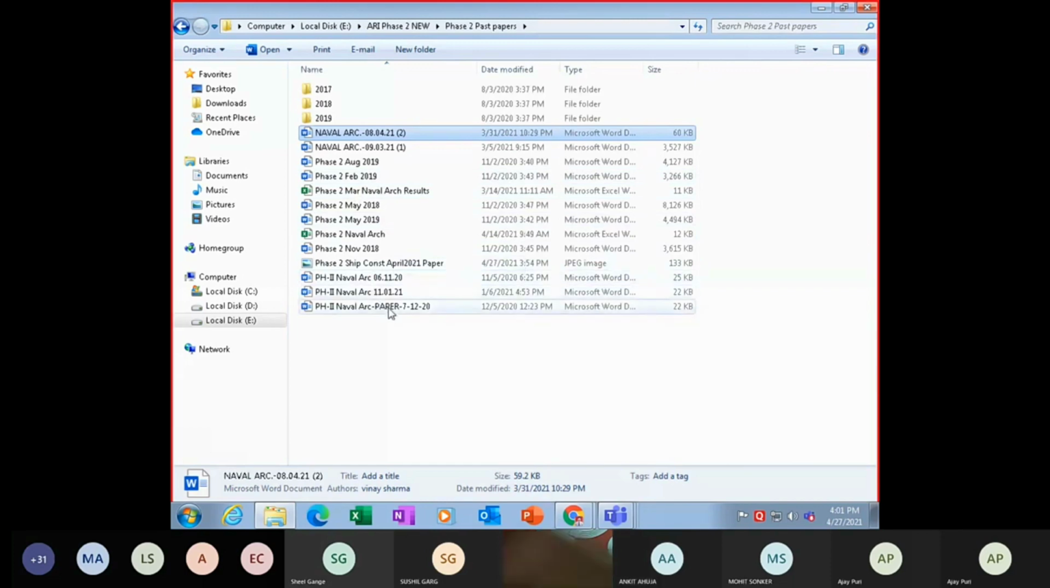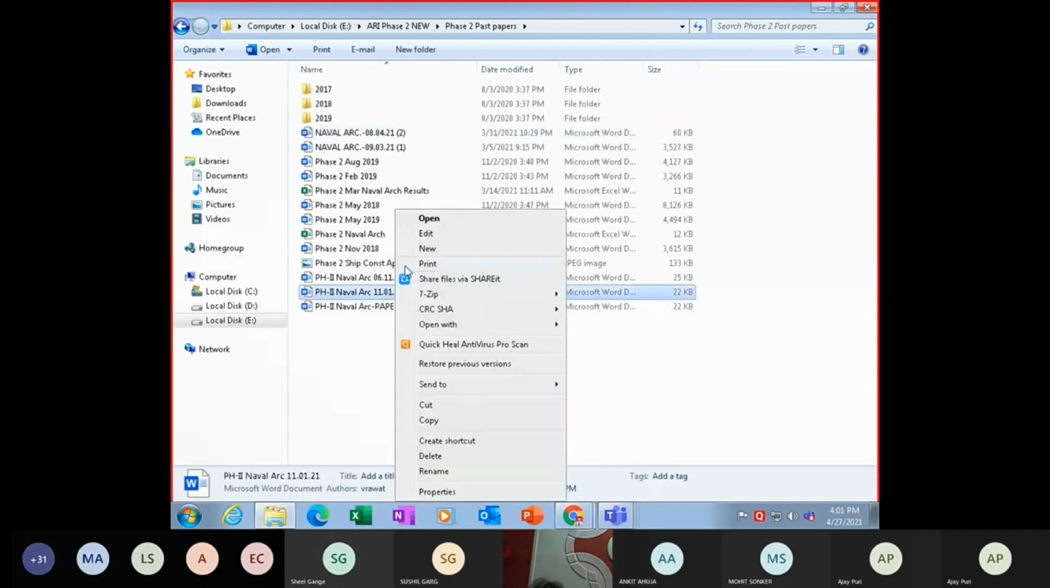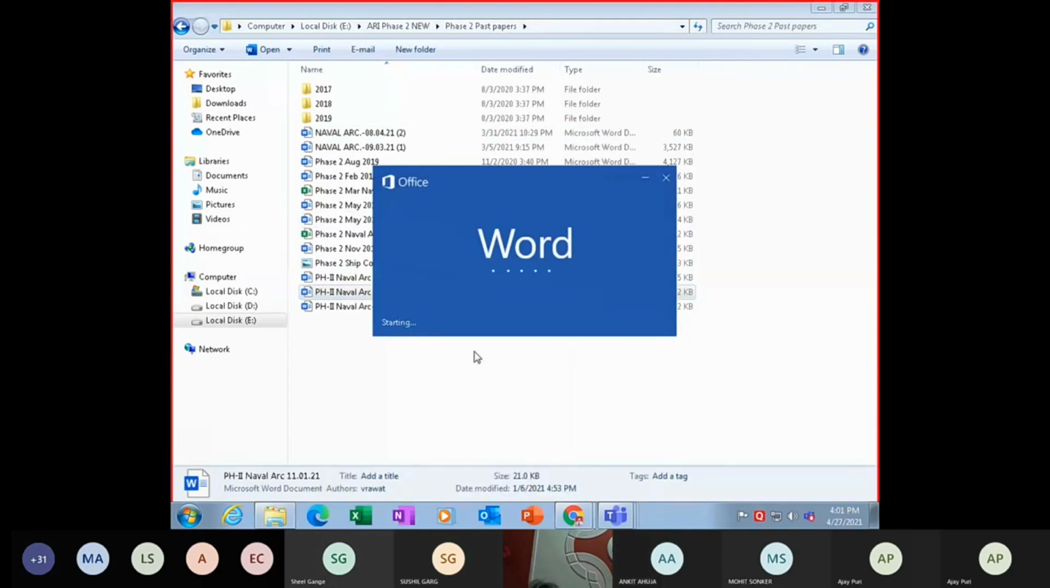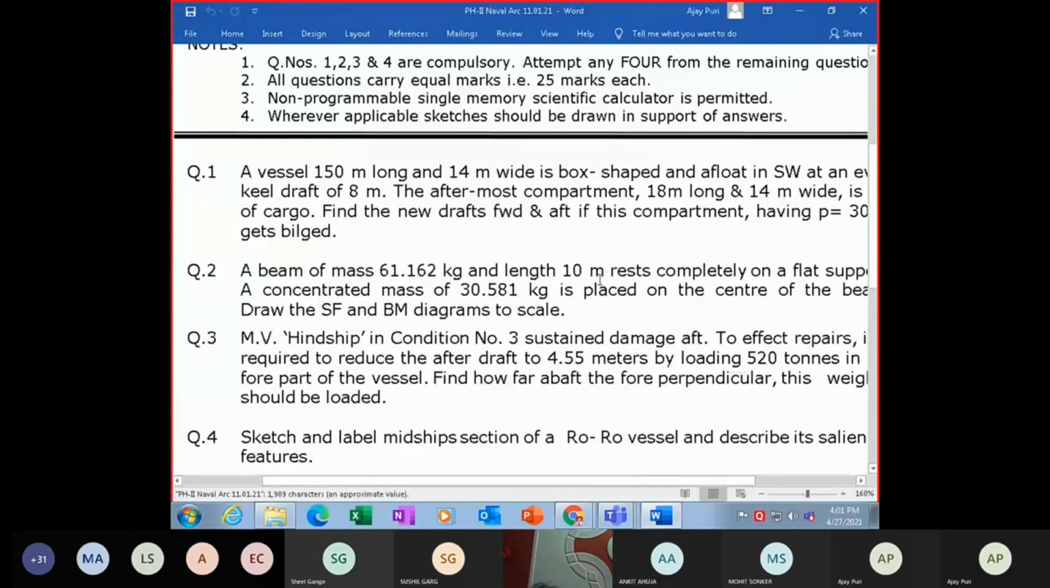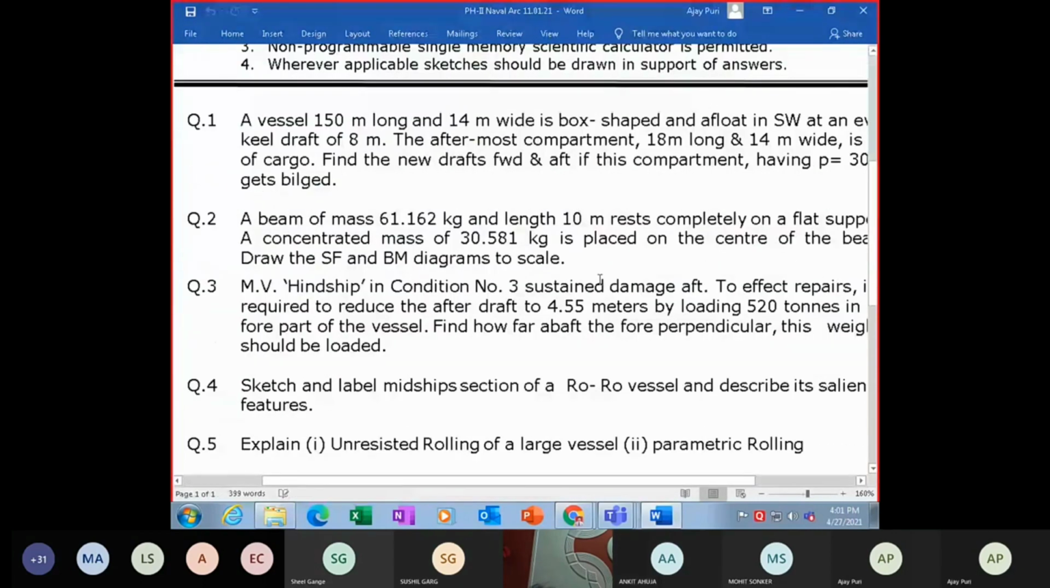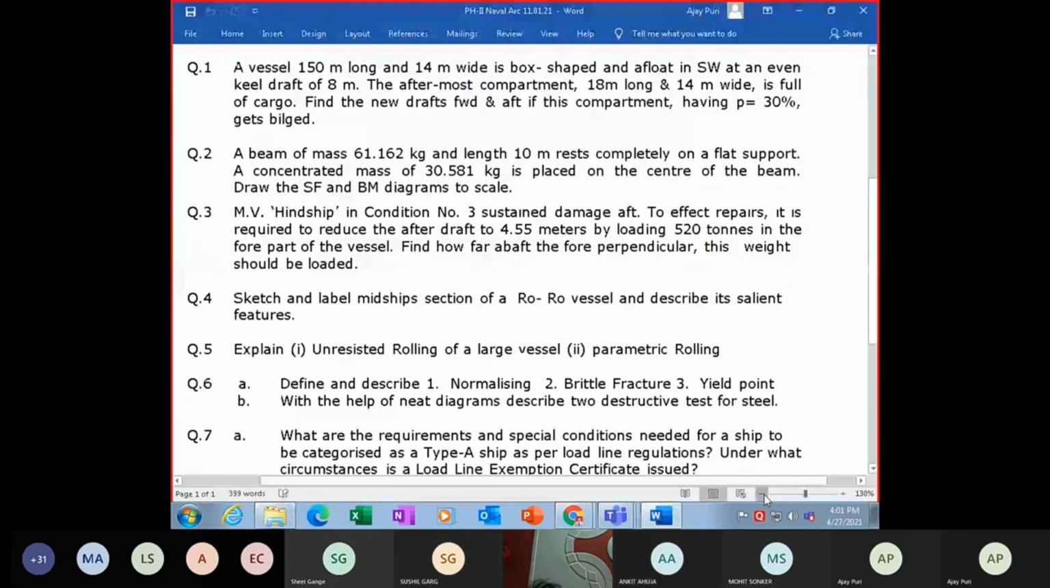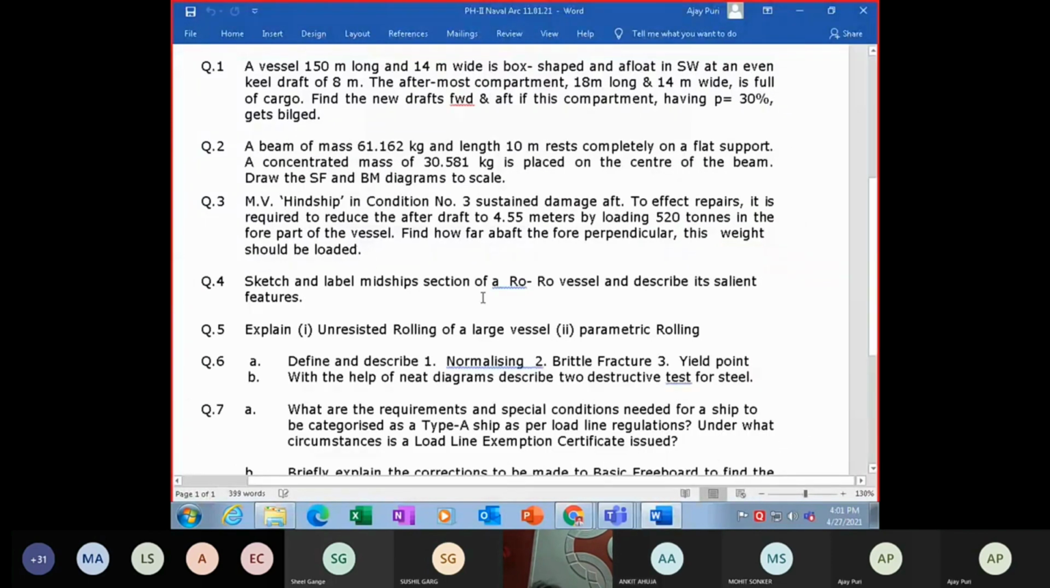I'll see which other papers are there. January. So here you have to sketch and label a Roro vessel and describe the salient features of a Roro vessel. At least 8 to 10 salient features should be written about the Roro vessel.